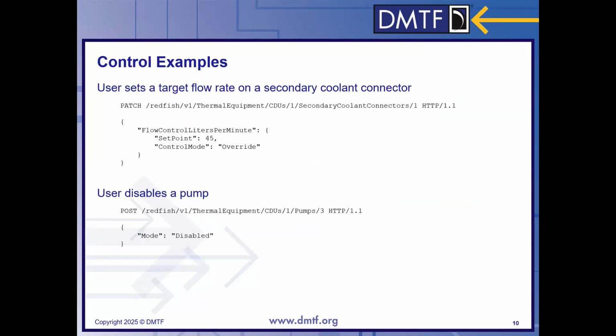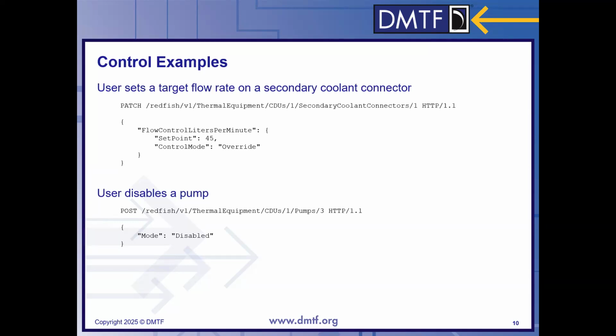All right, going to the next slide, here are some examples for how you would set this. This is an example for setting a desired flow control, a desired flow rate to your secondary coolant connector. It's a patch operation on the secondary coolant connector resource. And there is the flow control liters per minute control object. In there, you set your set point to 45. In this case, 45 liters per minute is the desired flow rate.